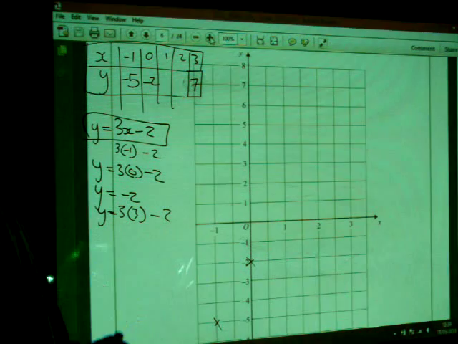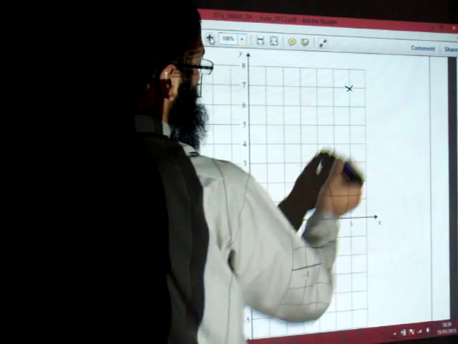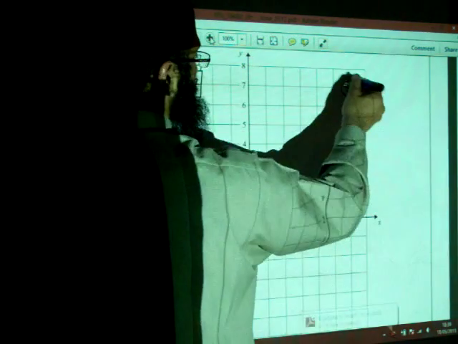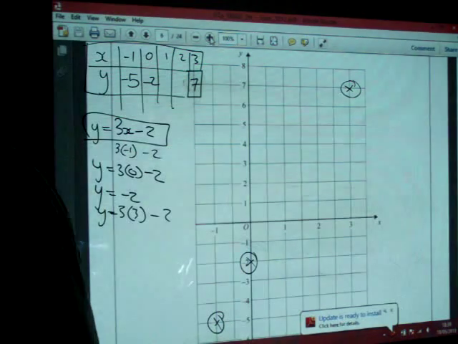Put another cross. And the last one was 3, 7. So you've got to go across by 3 and up by 7. So that gives you 3 points for our question. And then we need a ruler.